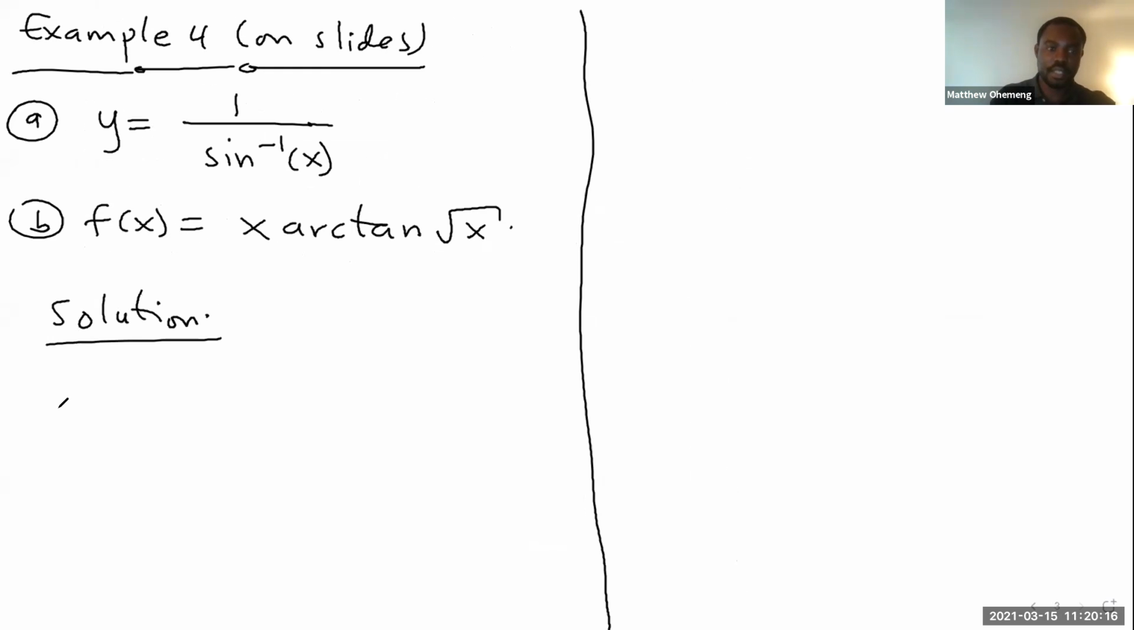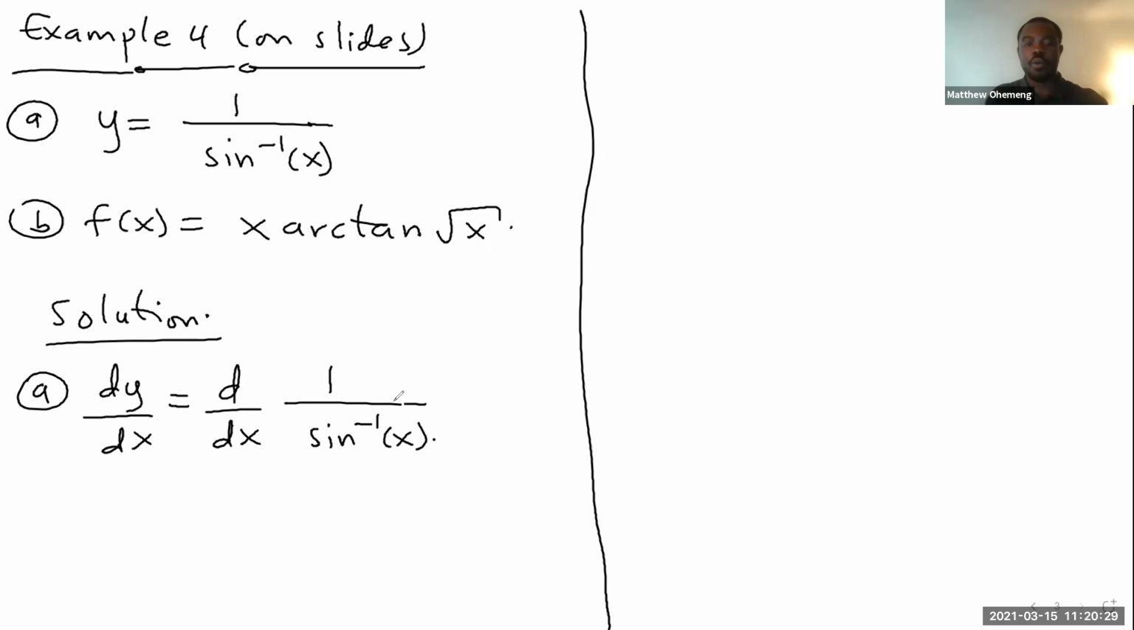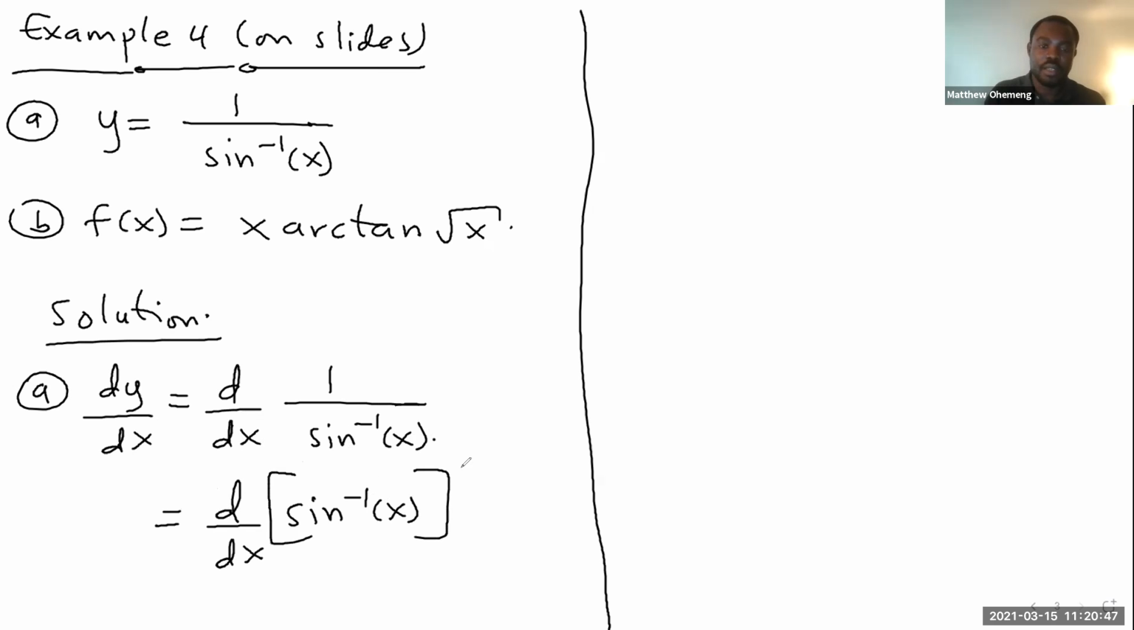So for the first part, for A, if you're asked for dy over dx, then you know that this is just going to be attach the differentiation operator to this. So you have 1 over sine inverse of x, right? Now, when you get to this point, you can decide to employ the quotient rule, right? It's correct if you employ the quotient rule, that works, but I want to use a different route, right? I'm going to rewrite this as sine inverse of x all to the power -1, so that I employ the chain rule, right? I can write it like this.